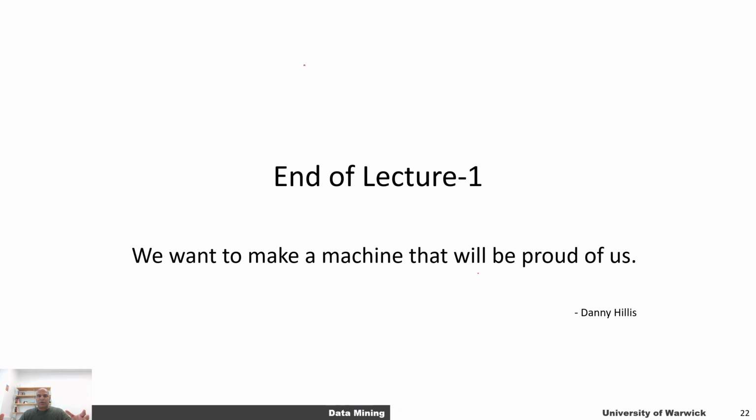So in machine learning, our goal is to develop algorithms that learn from data. In data mining, our goal is along the same direction, almost exactly the same. We want to identify patterns in data to first make sense of the data, and then use machine learning to make predictions. So in summary, we want to make a machine proud of us or to make it intelligent. And that's where I would like to end today's lecture.